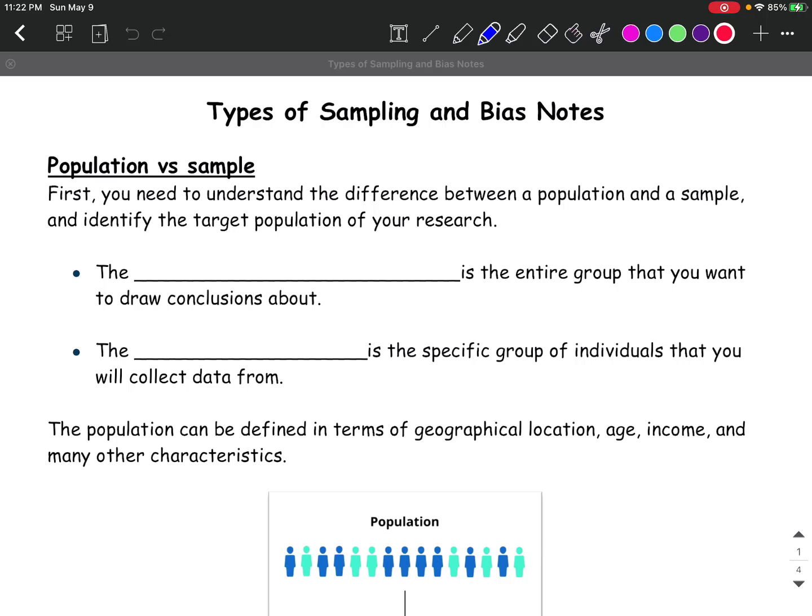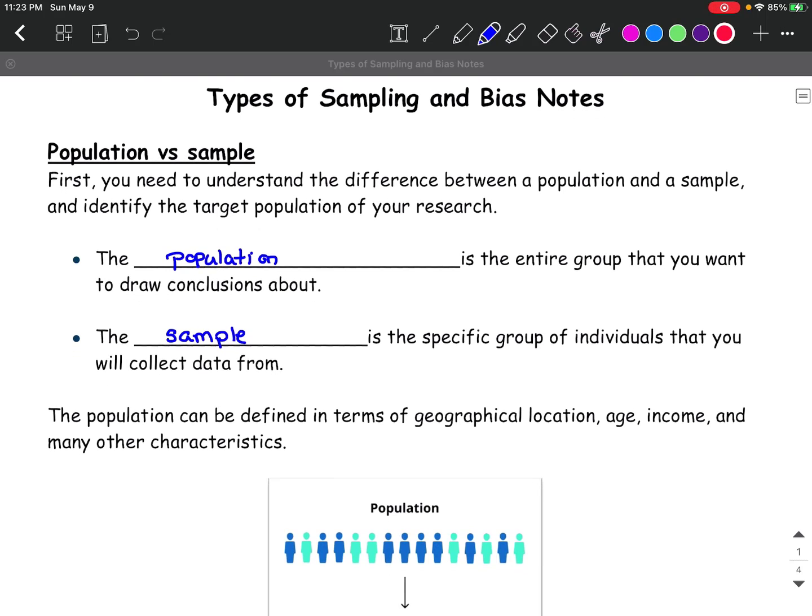So the first thing you have to realize in statistics, you need to understand the difference between a population and a sample. Now, the population is the entire group that you want to draw conclusions about. They're the target of your research, everybody that you want to know about. However, it's really hard to test and survey everyone in a population. That's why we take a sample. So a sample is the specific group of individuals that you will collect data from.